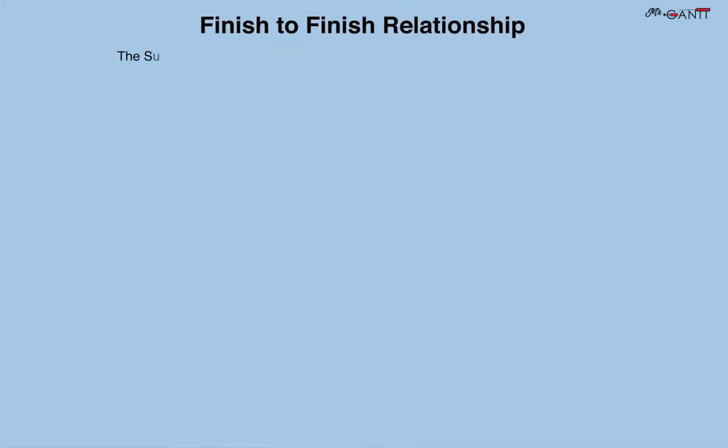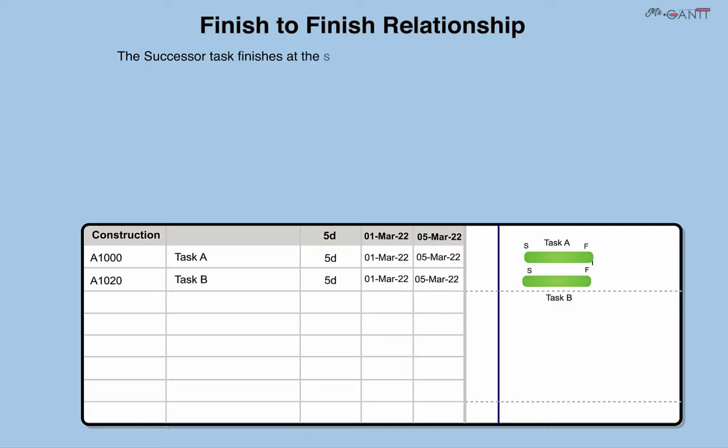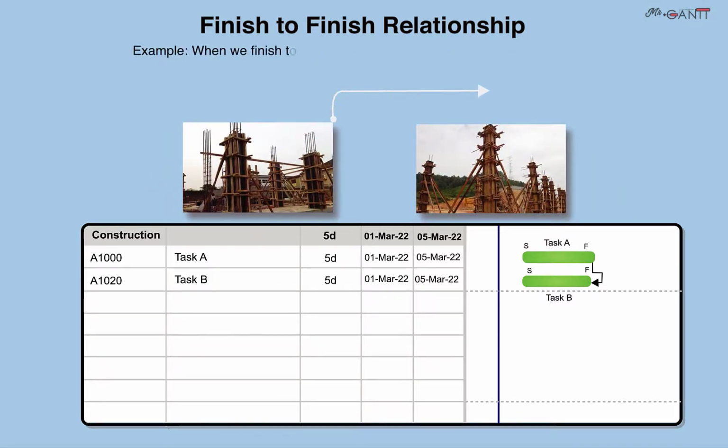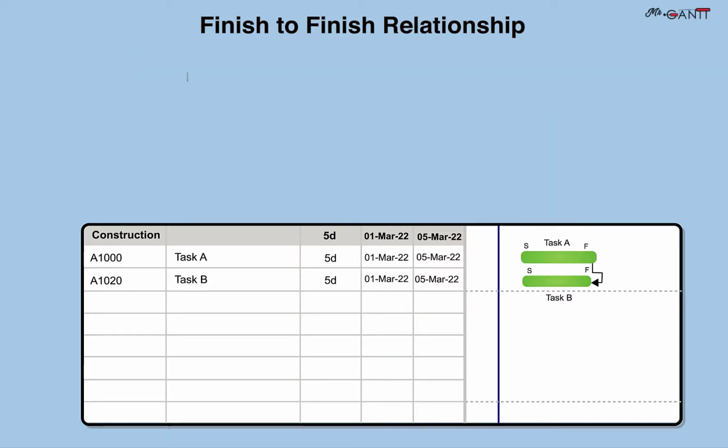Finish to finish relationship. The successor task finishes at the same time as the predecessor task. When task A finishes, then task B can finish. Example: when we finish tying the column rebar, we can now finalize the placement of the column's forms. In finish to finish relationship, task A is the driver of task B.